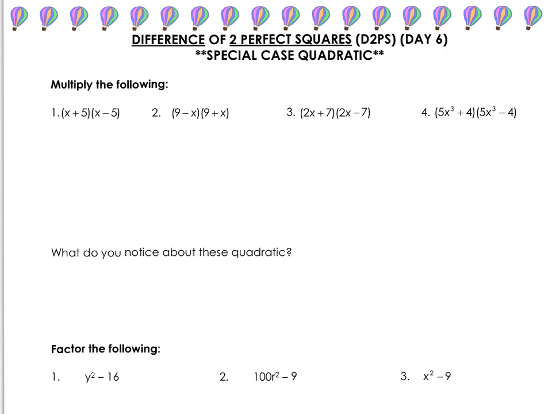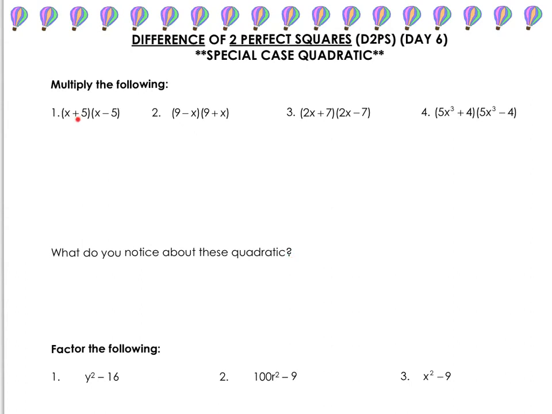Today we're going to be talking about the difference of two perfect squares, or D2PS. This is a special case quadratic. For the first four examples here, I'm just going to do the first one, and then I'm going to leave the rest for you to finish and make an observation about at the start of class tomorrow.